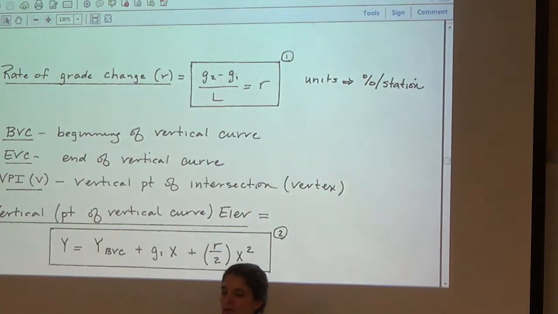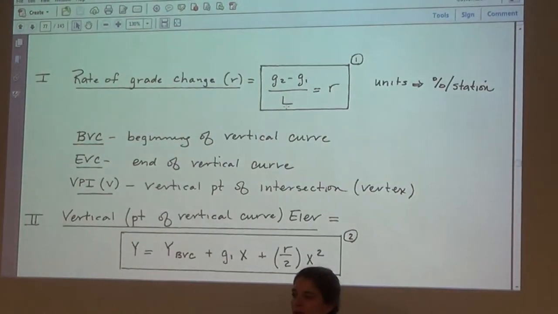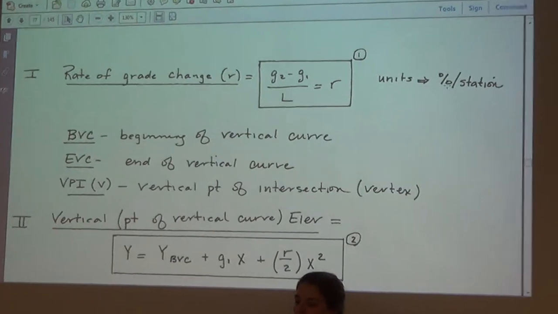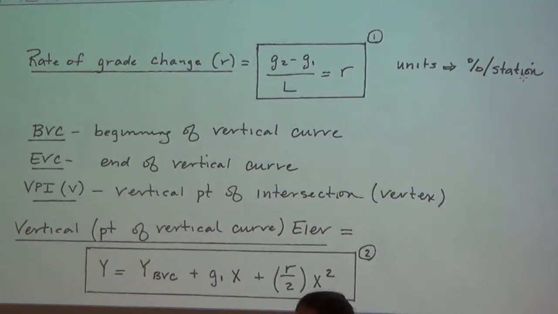G2 minus G1 over L. But the units are percent per station. So if L is 300 feet long, what number do you put in for L? 3. If the horizontal length of the vertical curve is 300 feet, what number do you stick in here in the denominator? 3, because look, the unit says station.